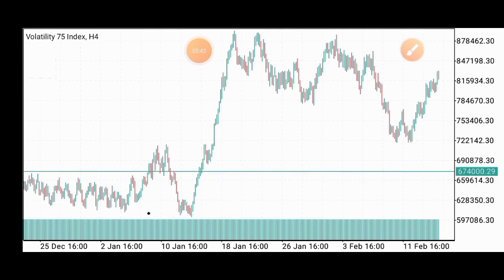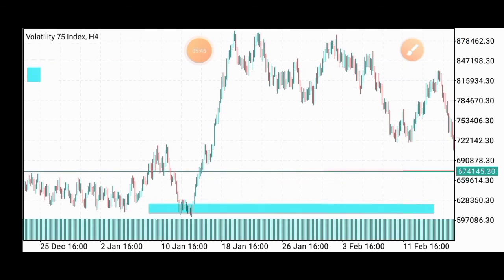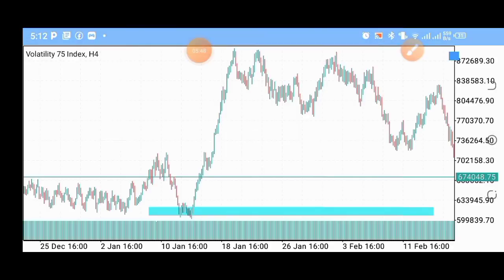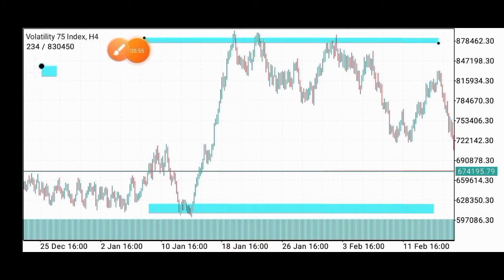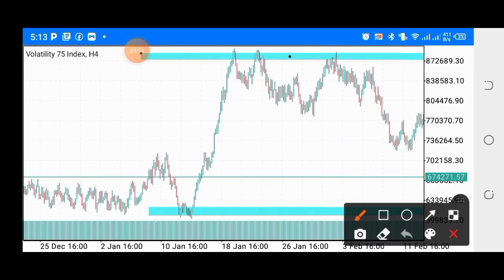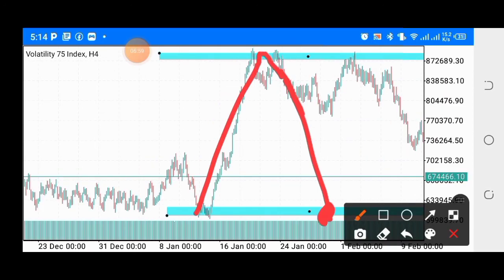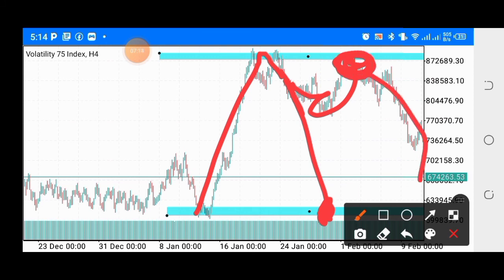Just create a line like this, and create another line like this, and create another line like this. So you should know, if the market moves from here to this point and you're expecting the market to move back to this point, and what happened, the market didn't come back to this point, instead it goes back to this resistance level to create more sellers, okay, before coming back to this point.